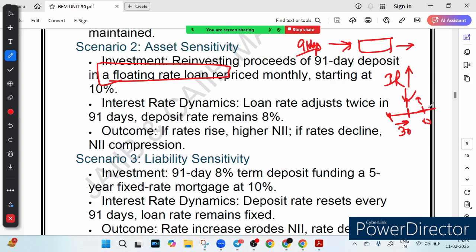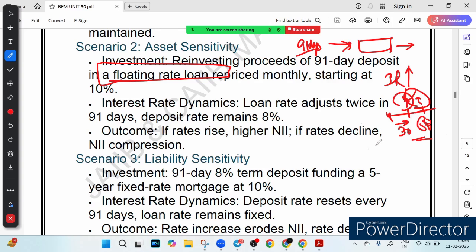So this means profit is higher for the bank, because what is the profit? Profit is the difference between how much interest it is earning and how much interest it is giving on deposit. So since the interest rate is rising 2 times in this 90-day or 3-month period, ultimately the bank is at a profit, just like earning more rent while your EMI stays the same, right?